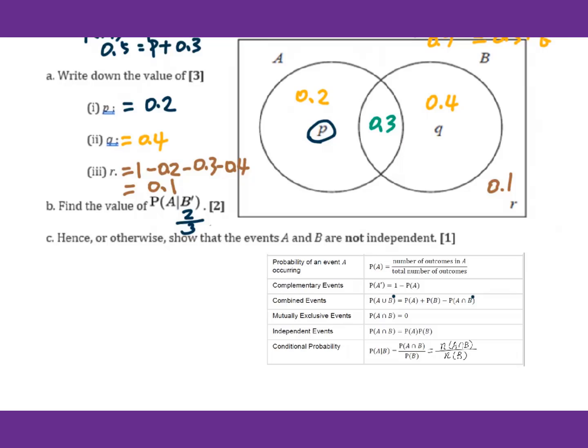Now let's go to part C. Hence or otherwise show that the events A and B are not independent. When we say independent, that means this happened. So you have to figure out the probability of A times the probability of B. This is a given.